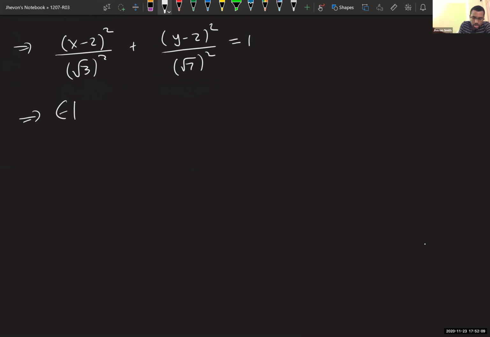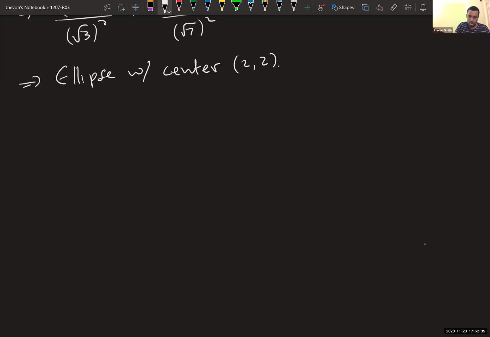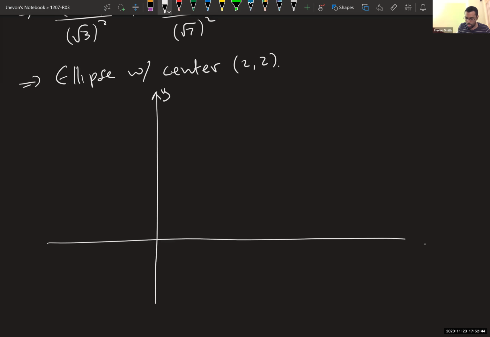So this is an ellipse with center 2, 2. You can see that this one will have a vertical major axis though, and that vertical major axis is somewhere between 2 and 3. So radical 7 is somewhere between 2 and 3. So not drawn to scale, but it's nice to have some sort of relatively speaking. So center is 2, 2.